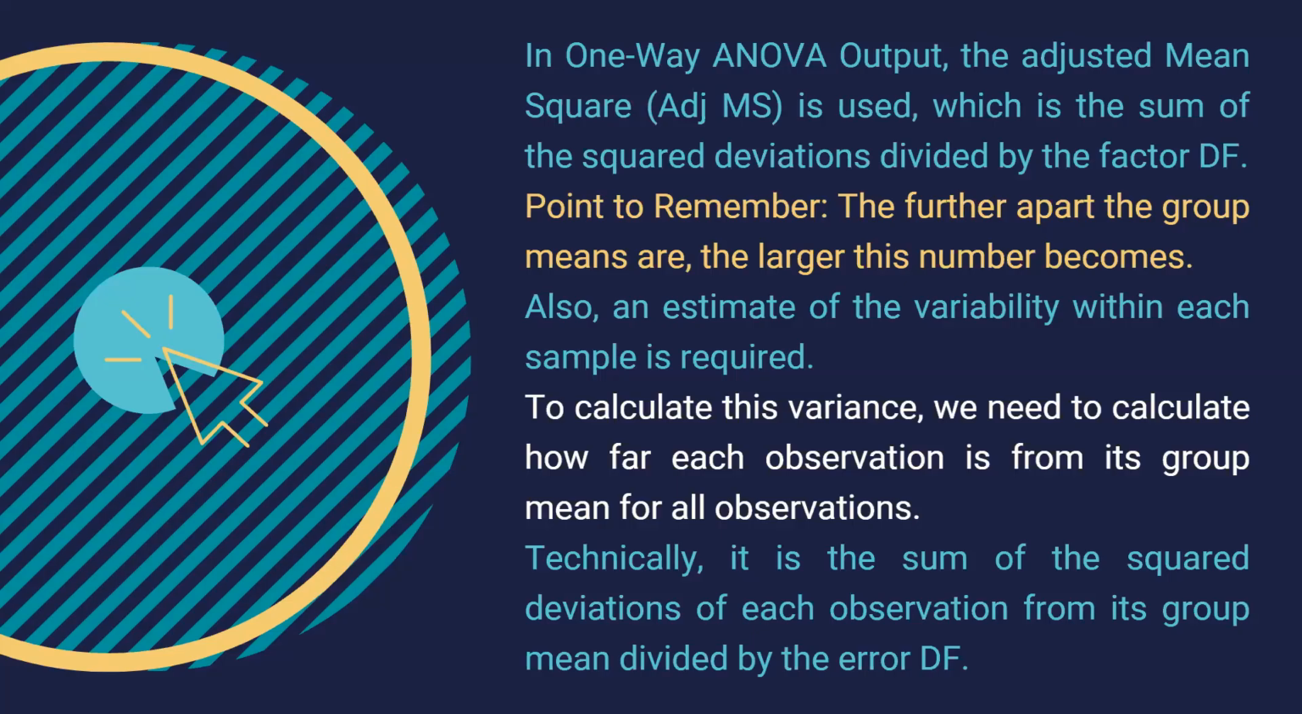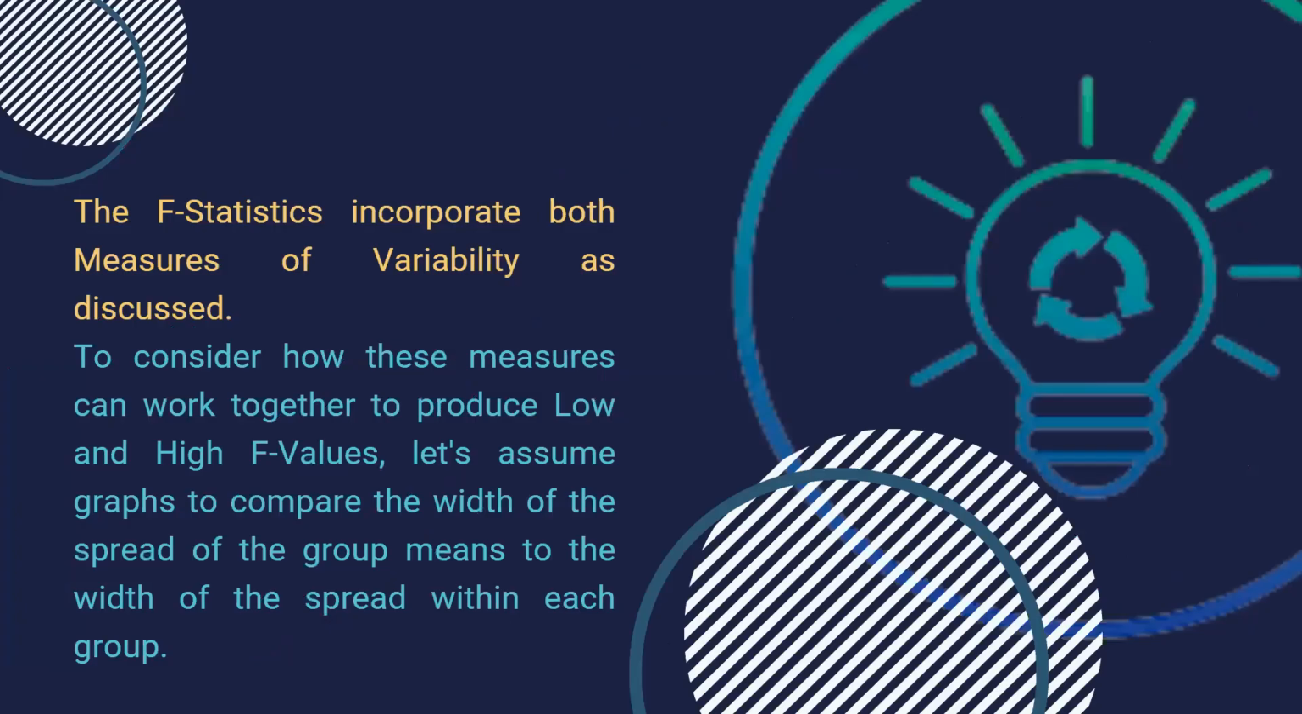In one way ANOVA output, the adjusted mean square is used, which is the sum of the squared deviations divided by the factor degree of freedom. One point to remember is that the further apart the group means are, the larger this number becomes. Also, an estimate of the variability within each sample is required. To calculate this variance, we need to calculate how far each observation is from its group mean for all observations. So technically, it is the sum of the squared deviations of each observation from its group mean divided by the error degree of freedom. The F statistic incorporates both measures of variability as discussed.